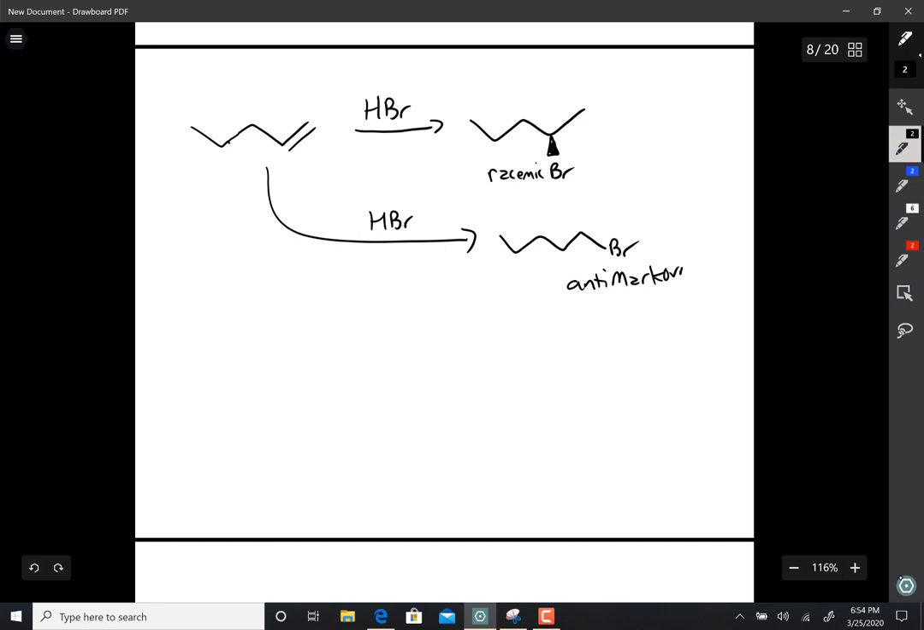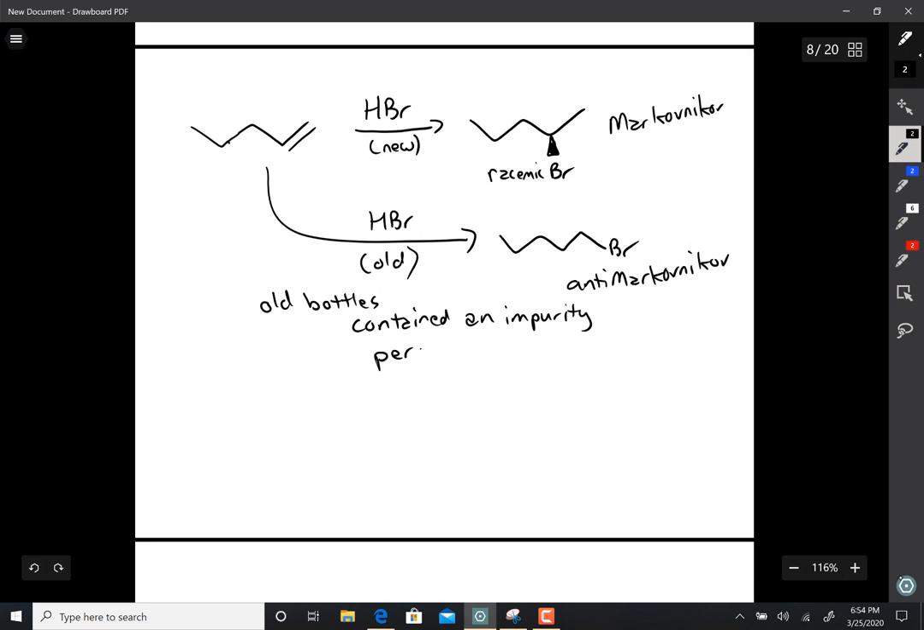And this was quite frustrating to chemists until they figured out why. They tracked it down to the bottles of HBr. Turns out new bottles of HBr gave Markovnikov, while old bottles gave anti-Markovnikov predominantly. And it had to do with the fact that old bottles contained an impurity called a peroxide. And a peroxide kind of looks like this. Carbon attached to an oxygen, attached to an oxygen, attached to a carbon. If you use hydrogen peroxide, that's fine on this. But it only takes just the slightest amount to change the mechanism to give you an anti-Markovnikov.